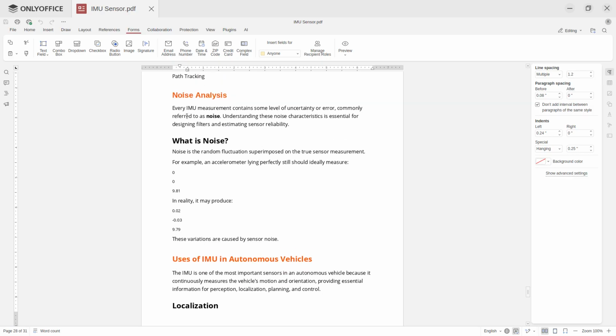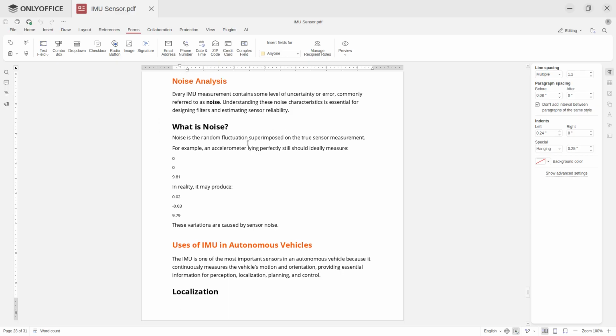Next, noise analysis. Every IMU measurement contains some level of uncertainty or error, commonly referred to as noise. Understanding these noise characteristics is essential for designing filters and estimating sensor reliability. So first of all, what is noise? Noise is a random fluctuation superimposed on the true sensor measurement. For example, an accelerometer lying perfectly still would ideally measure 0, 0, 9.81, but in reality it may produce something like 0.02, minus 0.09, 9.79. These variations are caused by sensor noise. If you have ever worked with an IMU sensor, you would definitely have seen these measurements.